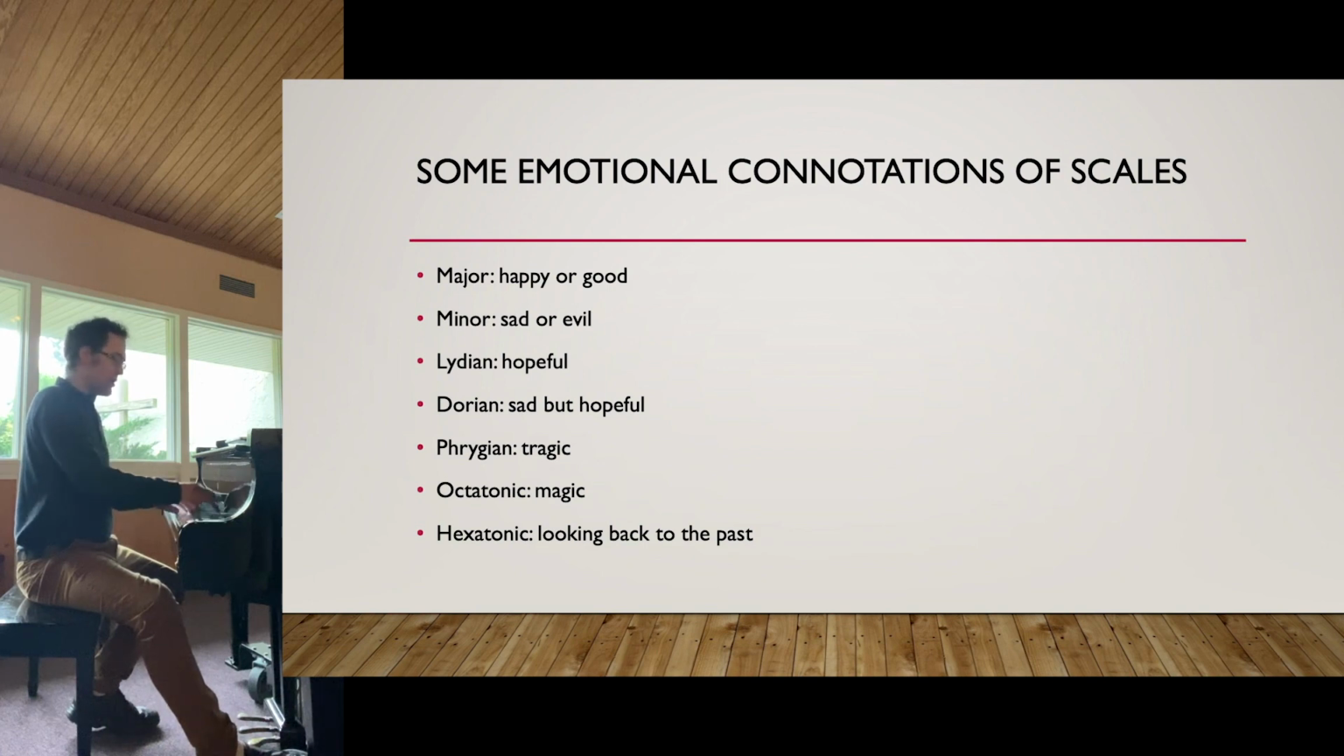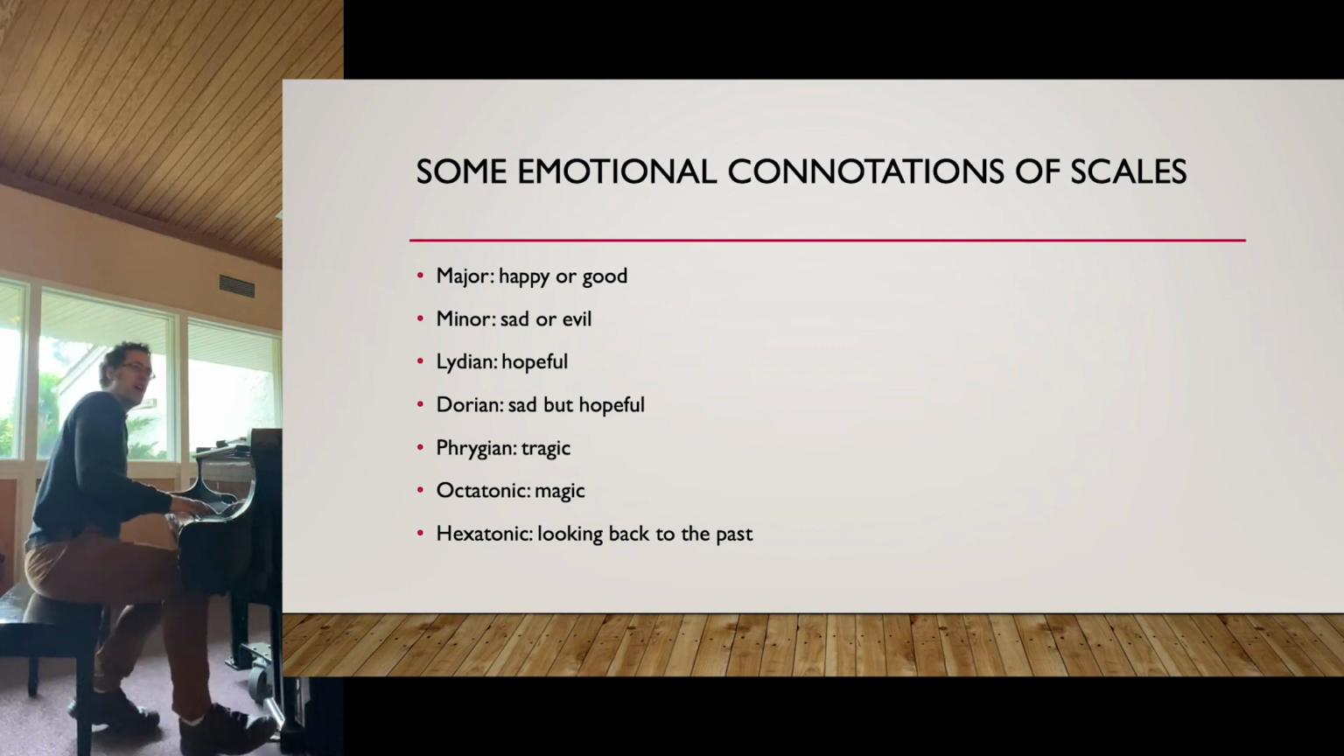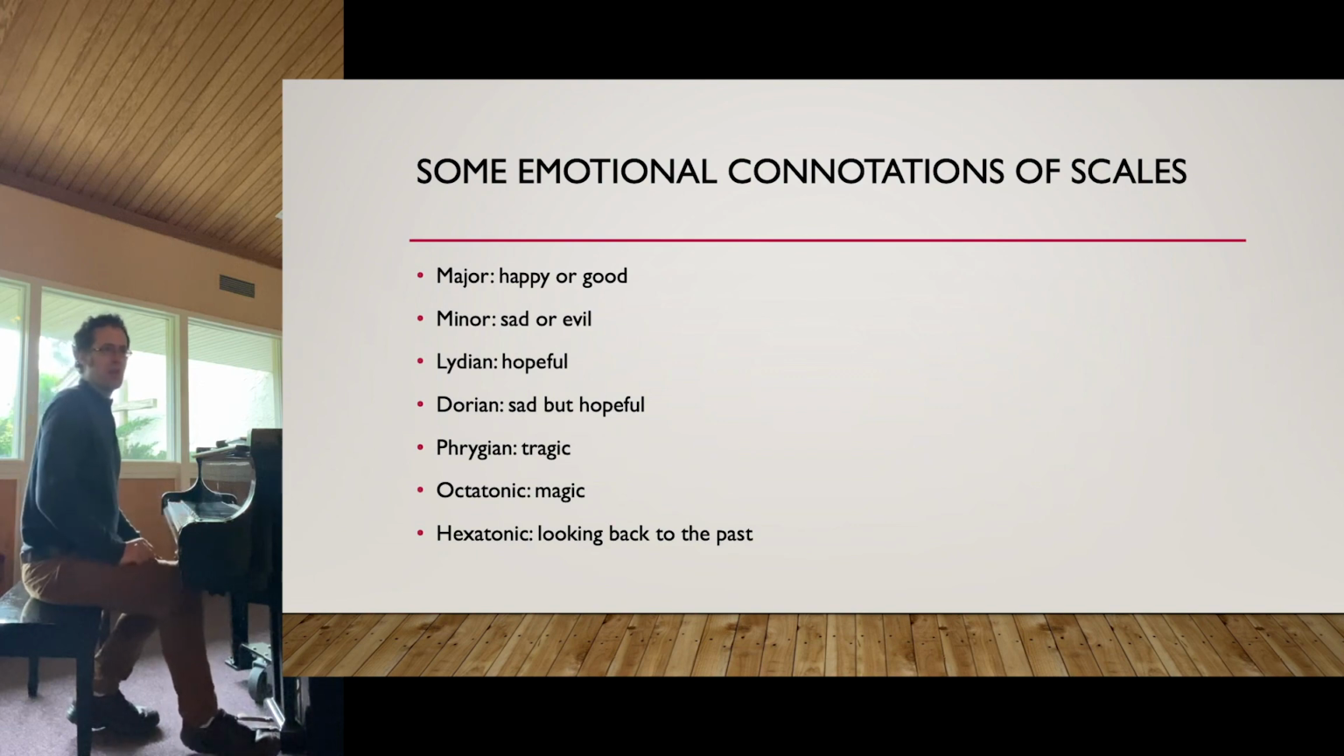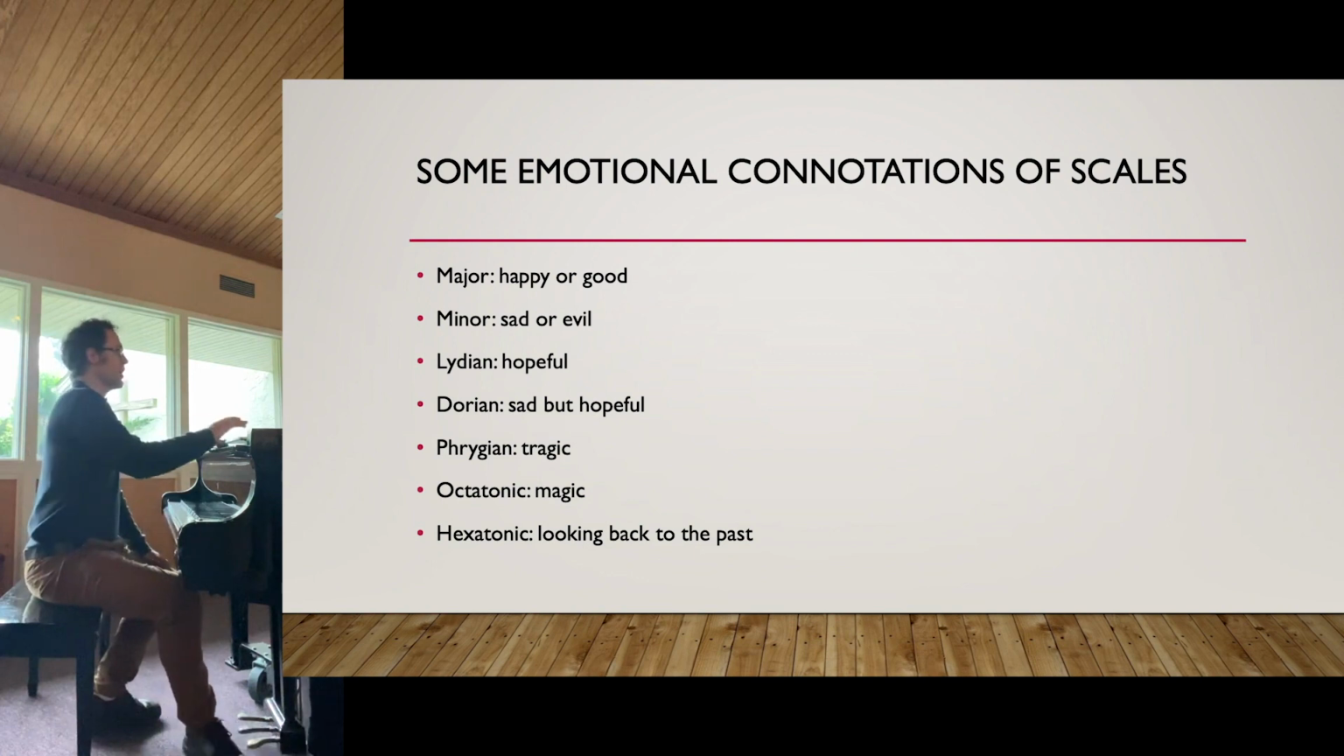So Stravinsky uses 2 major chords, a tritone apart, which is part of an octatonic scale in Petrushka. So like ideas of magic permeate everything there. And then hexatonic very often is used to express the past. So if we go from a major chord to another major chord down by major third. Okay, so hexatonic, pretty cool.